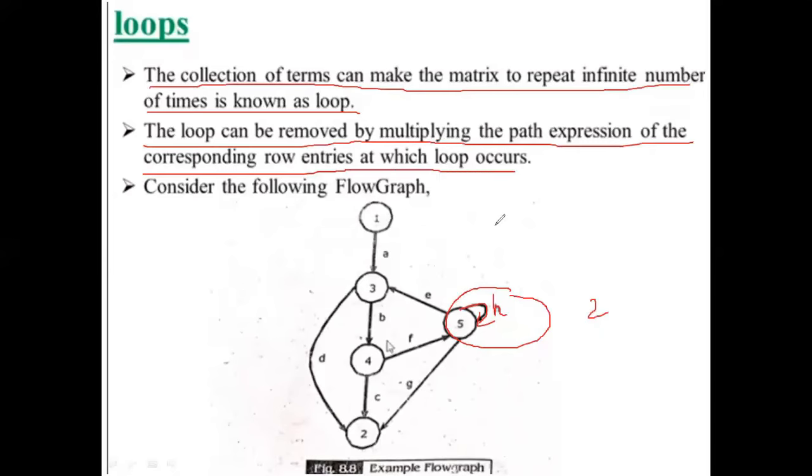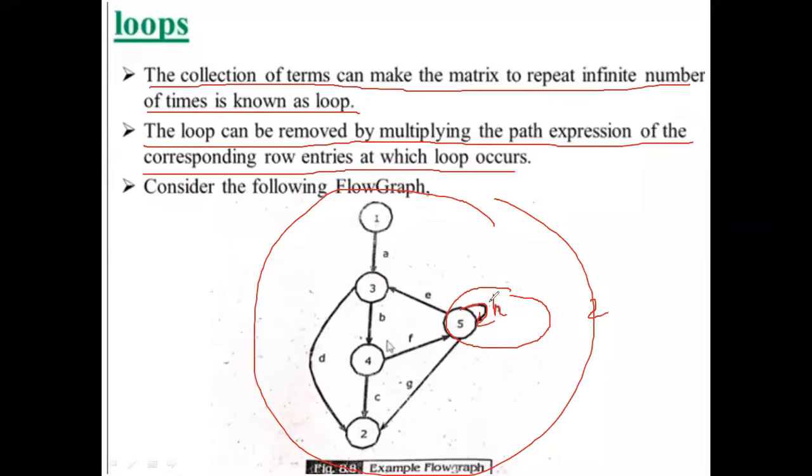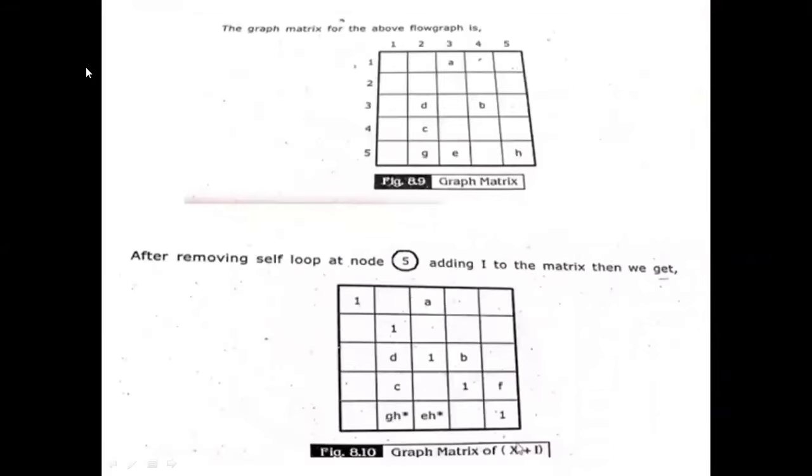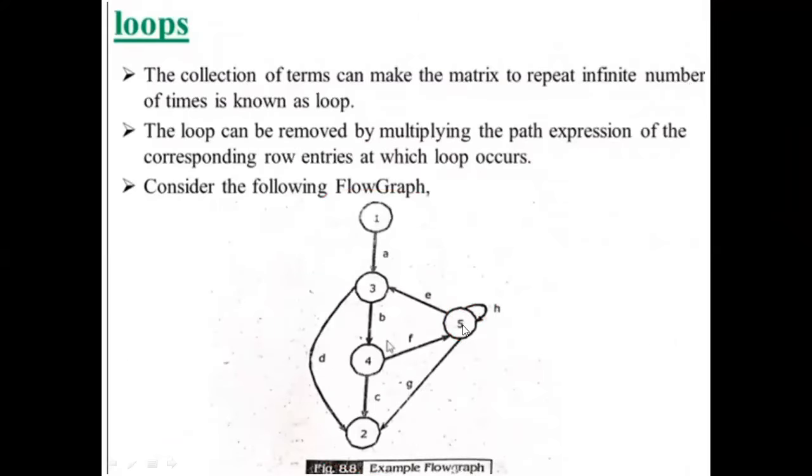Consider this flow graph. In this flow graph, H is the loop. Now this is the graph matrix for the above flow graph. 1, 2, 3, 4, 5 are the nodes. There is a 1, 3 association. This is the A. If you observe what we discussed, H is a loop here. This is node 5, and this node contains the self loop H.